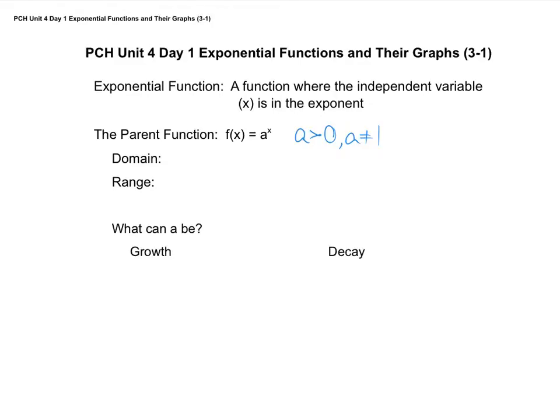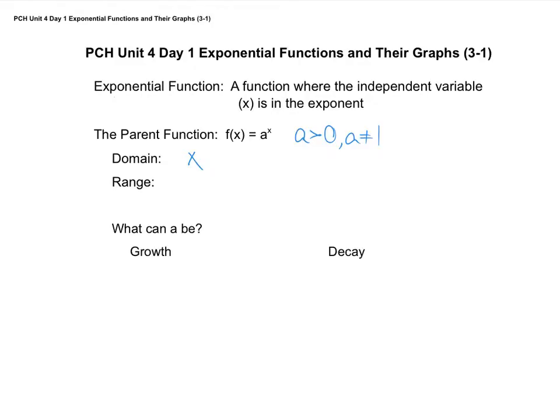Now, I want us to think through this even before we see it. I want you to think about what our domain and range would be for this function. Starting with the domain, if I have a to the x power, what could x be? Okay, all the real numbers? Anything that an exponent can't be? I mean, a decimal or a fraction. Can an exponent be a fraction?